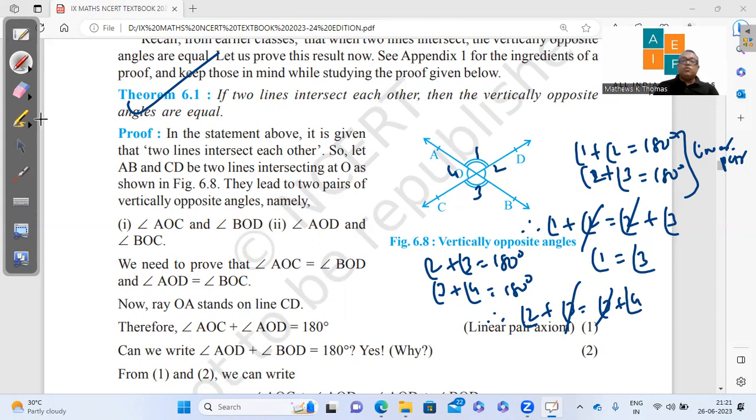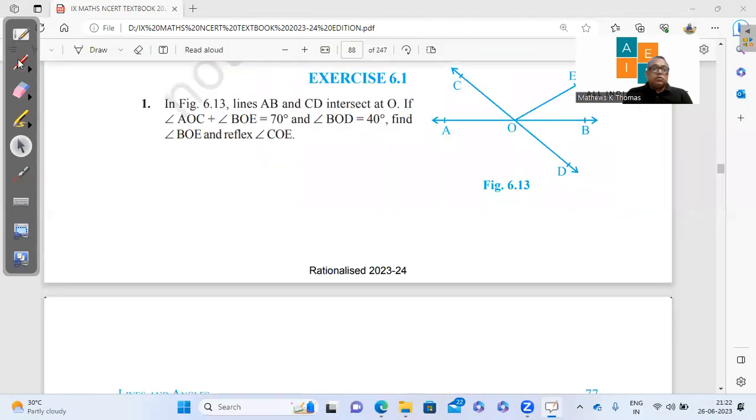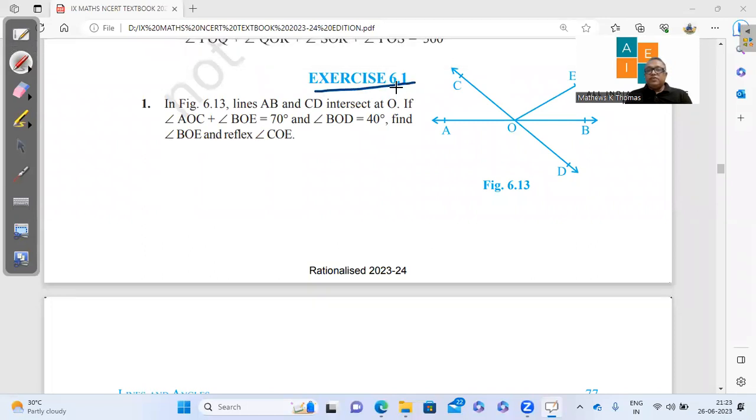So this is the proof that vertically opposite angles are equal. So please remember to learn this proof, because this theorem can be asked in the exam, right? Next, we go to the questions. So let's start with exercise 6.1, the first question.